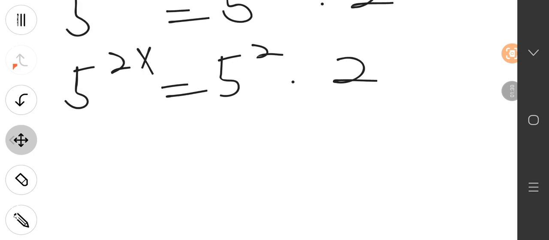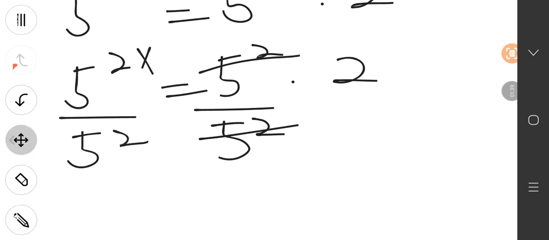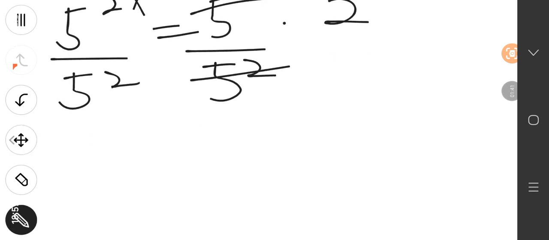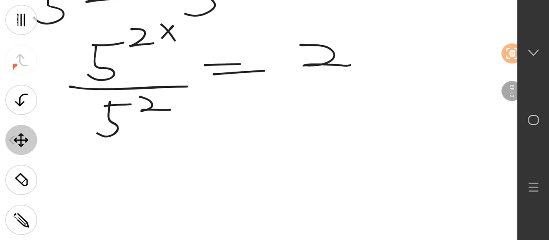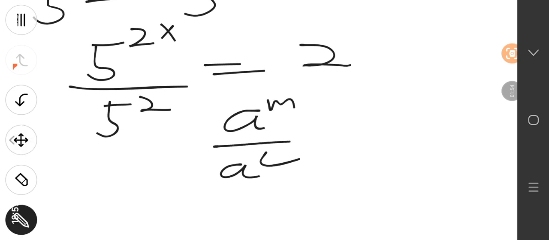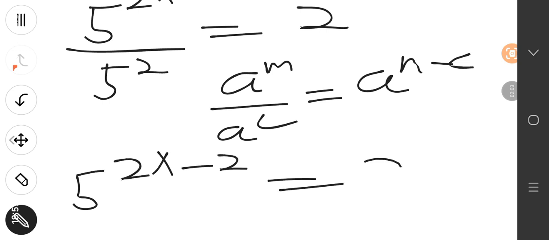Now let's divide both sides of the equation by 5^2 in order to apply the quotient rule. So this and this will cancel. We are left with 5^(2x) over 5^2 equals 2. Now let's state the quotient rule of indices: a^m over a^c gives us a^(m-c). So our equation becomes 5^(2x-2) equals 2.